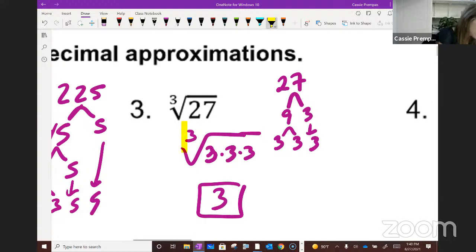Based off of the index, how many of the same factor do you need before you can take it outside of the radical? 3. You need 3 of the same factor. So I have 3 here, 3 times 3 times 3, so I can take that out, and that answers 3.